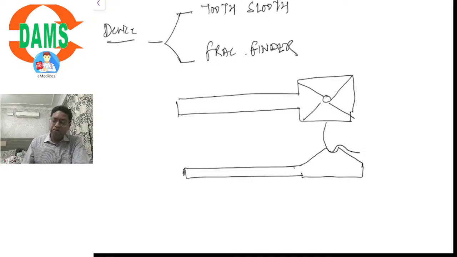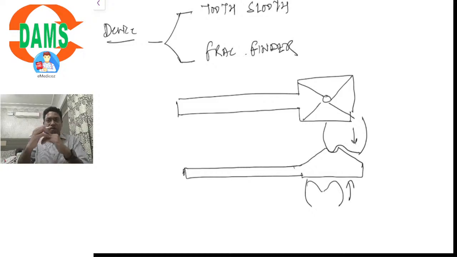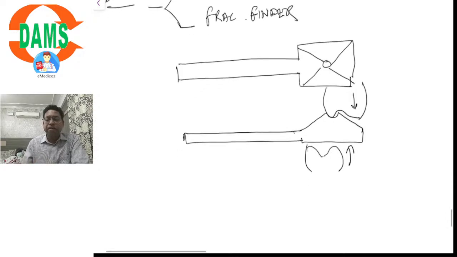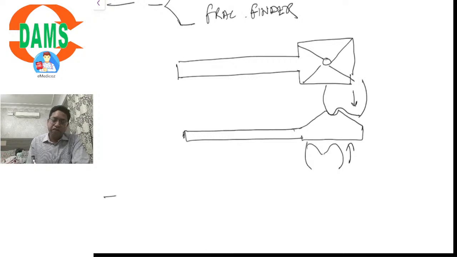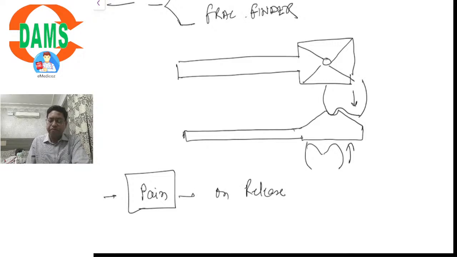One cusp of a tooth is accommodated at a time into this depression present in the center of the platform, and this is the opposite tooth, and the patient is asked to bite down one cusp at a time. We apply it, place it into the concavity, and ask the patient to bite down and release. What we suspect is that the patient feels pain on release of pressure.